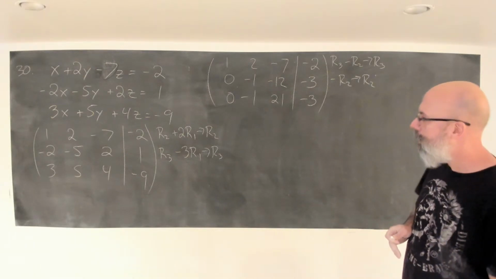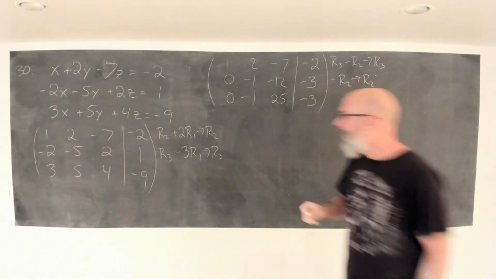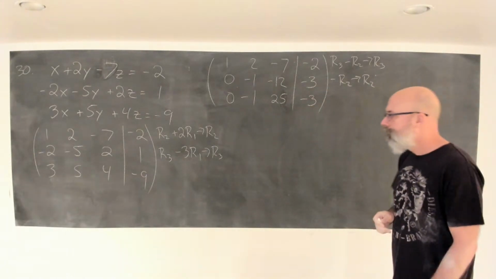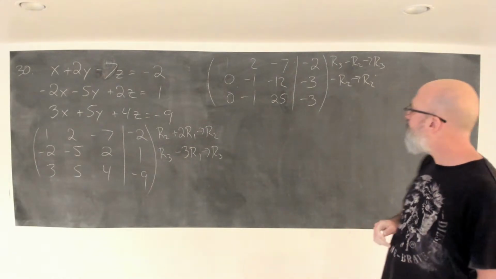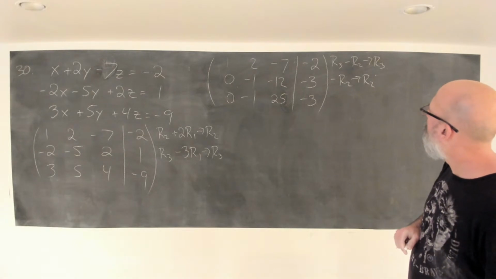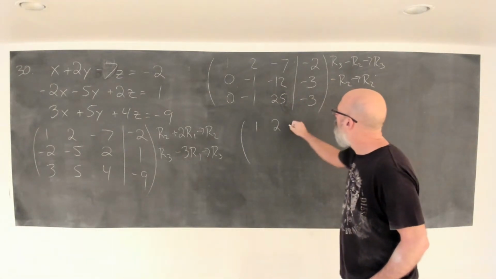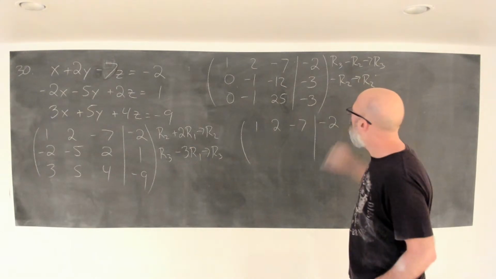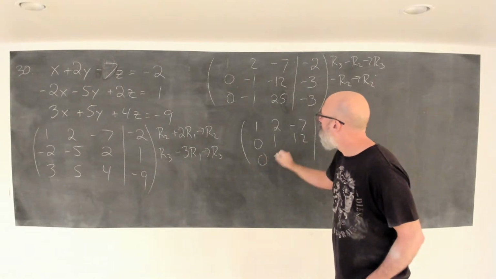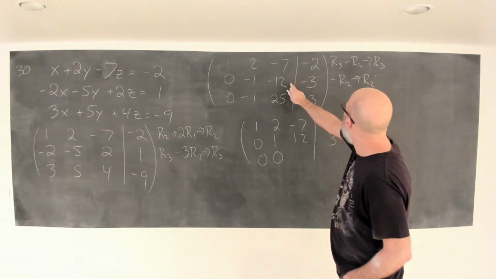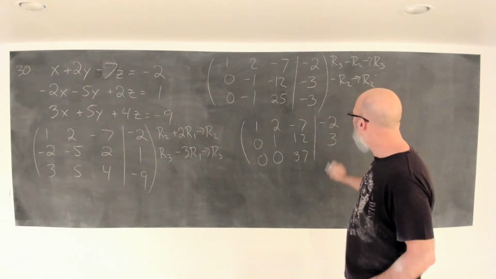It's not 25 at the bottom. 25, yes, thank you. I was thinking 25 and then row 21. Absolutely, thank you. So this minus that is 37, and this minus that is 0.